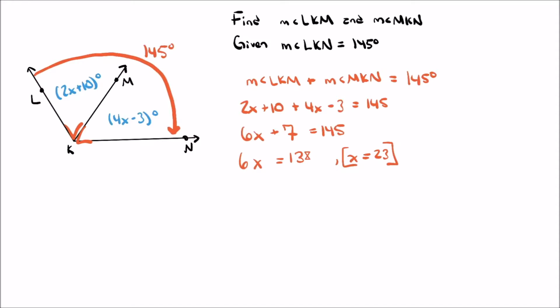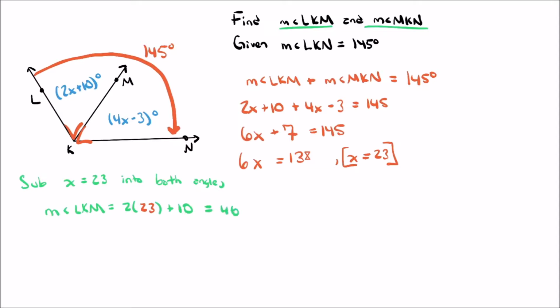Our final goal is to find the measurements of LKM and the measurements of MKN. So we need to substitute x is equal to 23 into both angles. So the measurement of angle LKM is going to be equal to 2 times our 23 plus a 10. And 2 times 23 is 46 plus 10, which is going to be equal to 56 degrees.